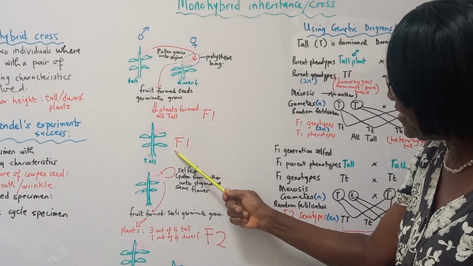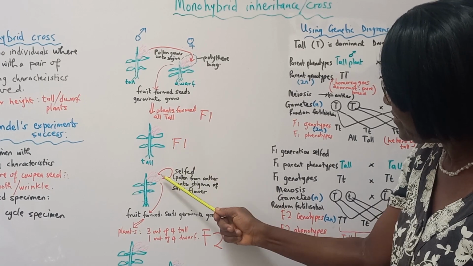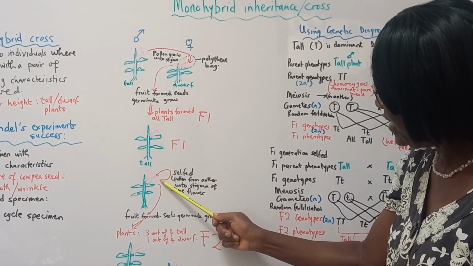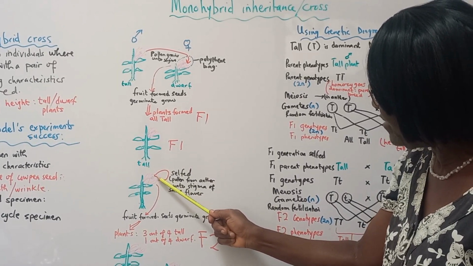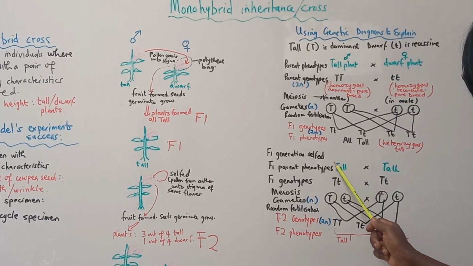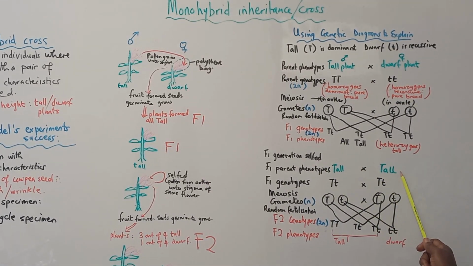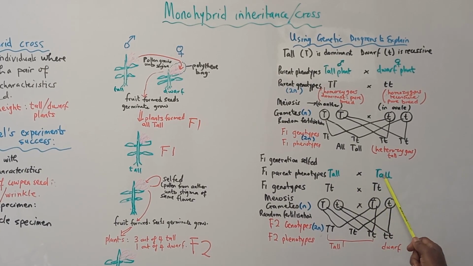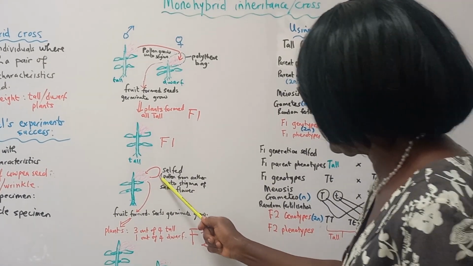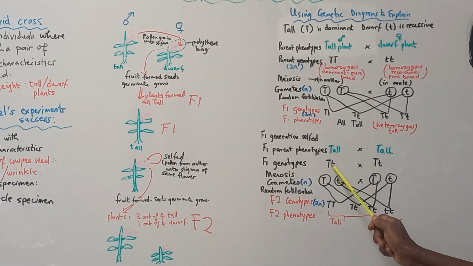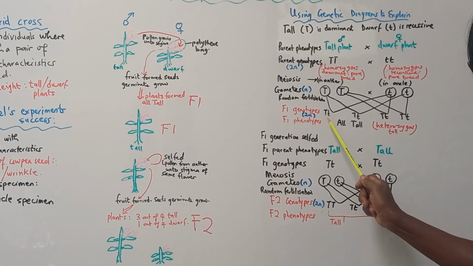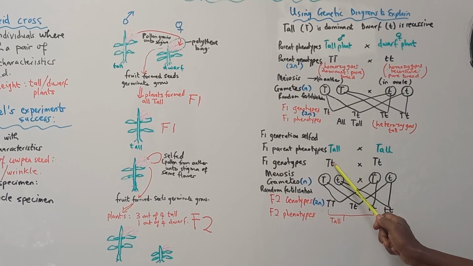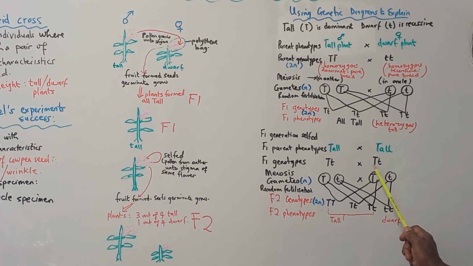Now, selfing the F1 means here you pick pollen grains from here and put them on the stigma here. And that is how the genetic diagram explains it. Selfing: so we have a tall parent here crossing tall. That is the selfing that is done here. The genotype is big T, small t, because that is what we use here. This is the genotype, and the phenotype is tall here.